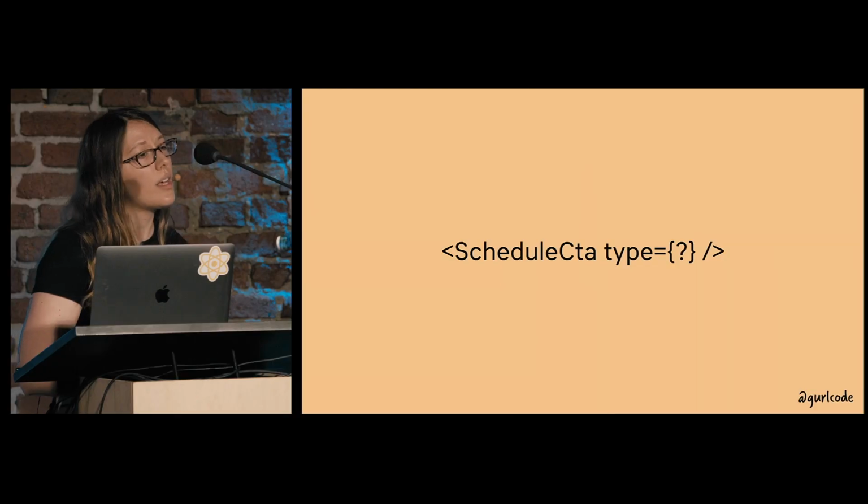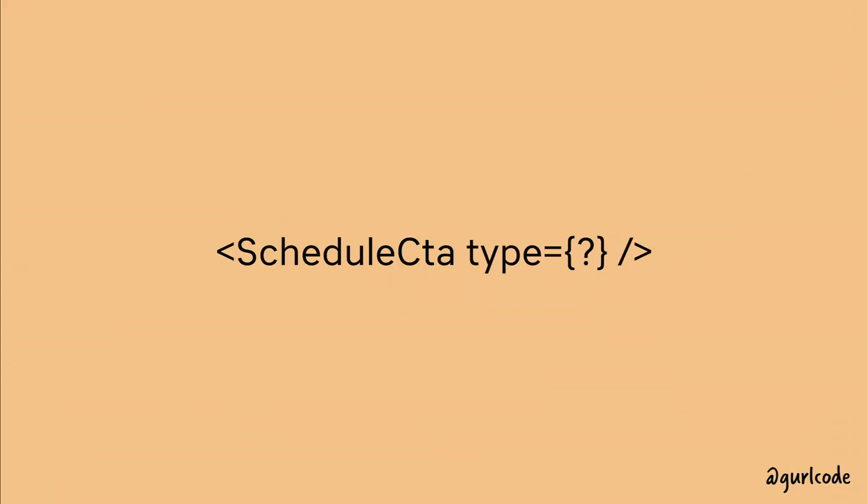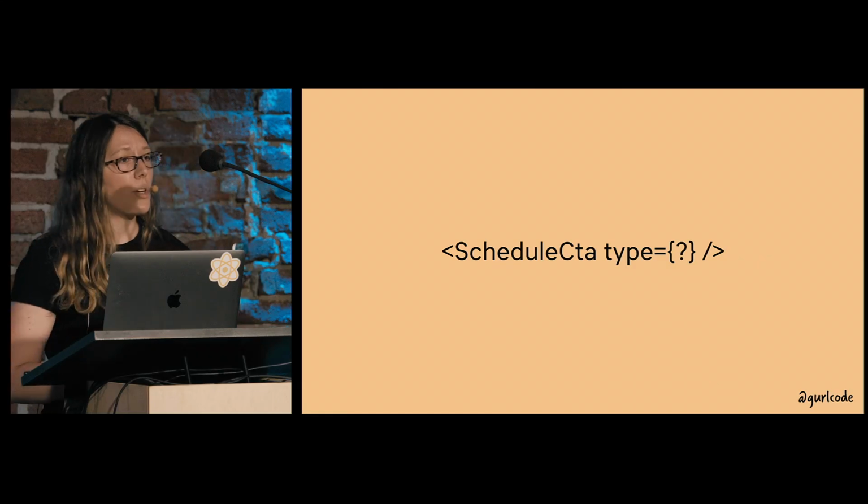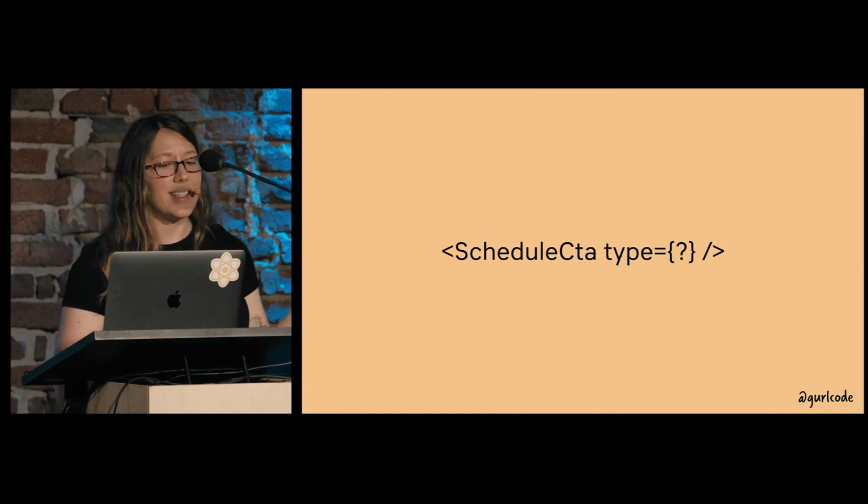So let's focus on what we want it to look like. Our ideal API is one prop, the type. That's the entire job of this component. I give it a type, and it gives me back the appropriate CTA. And this is a significant change for this component. And I don't mean in terms of how many props are being passed in.